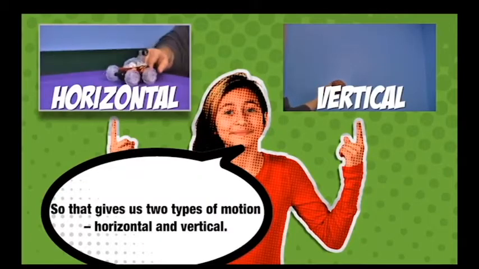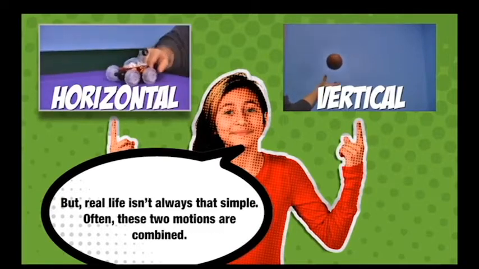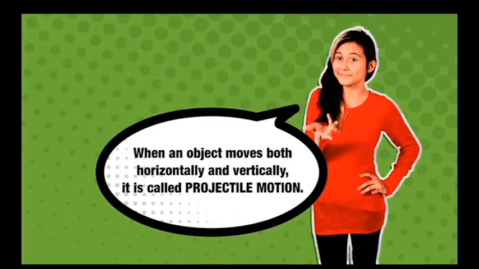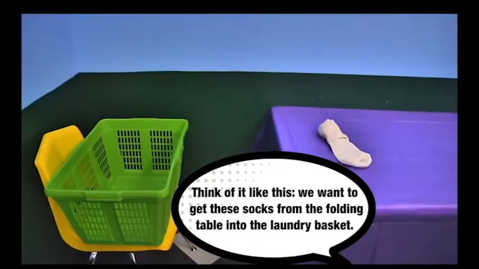There are two different types of motion. We have horizontal, where you see it with the car, and we have vertical, where you see it with the basketball being tossed up. But when we have both of those things combined, a horizontal and a vertical, it becomes a projectile. So this is what projectile motion is.